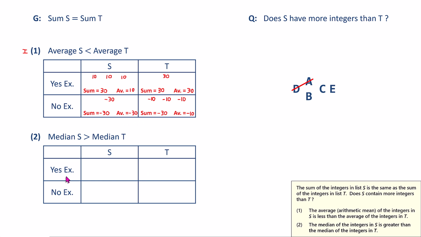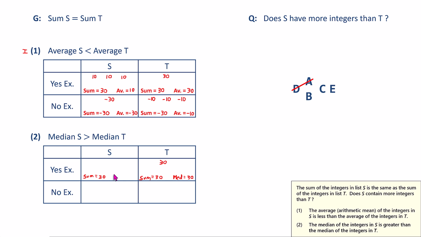For the yes example, let's again say that list T consists of the single number 30. That implies that the sum of T is also 30, and that the median of T is also 30. And now for list S, we have to make sure we obey the various constraints. One of them is that the sum of S has to equal the sum of T. So for S, the sum is also 30.